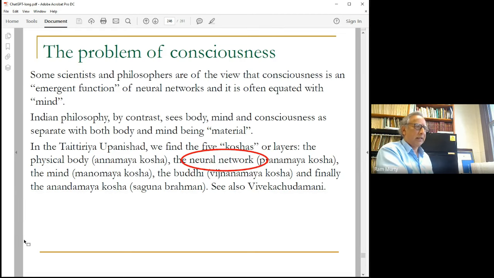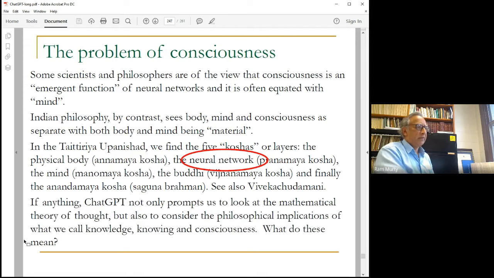Notice that the second kosha, the neural network, is the Pranamaya kosha. There are more layers: the Manomaya kosha, the Buddhi, Vijnanamaya kosha, the Anandamaya kosha, and beyond. So, Avanga Manasa Gocharam, this is the Kena Upanishad saying that whatever exists, the Atman, or whatever is consciousness or cosmic consciousness, whatever you want to call it, lies beyond the realm of the mind. So this is the Indian philosophical view.